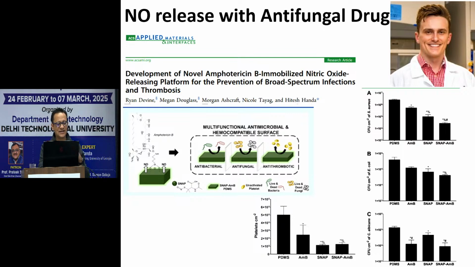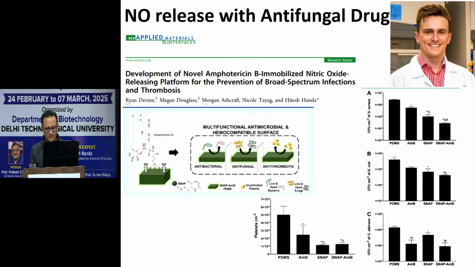So the idea was, can we immobilize amphotericin B, which can take care of fungal infections, and nitric oxide can take care of bacterial infections. So now nitric oxide can prevent clotting, and nitric oxide can prevent gram-negative, gram-positive infections, and amphotericin B can take care of fungal infections.